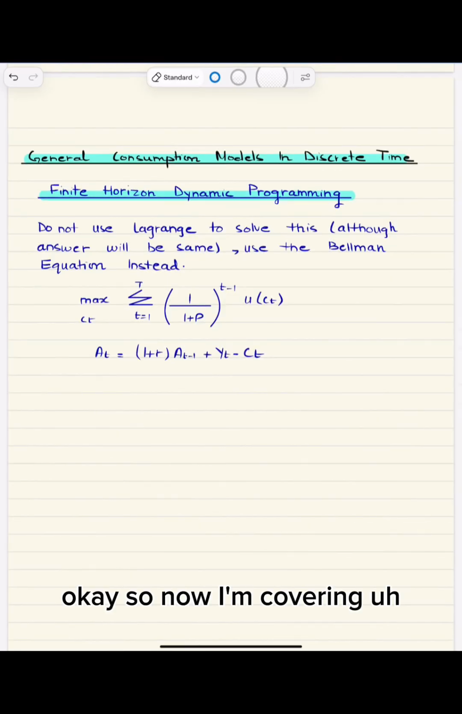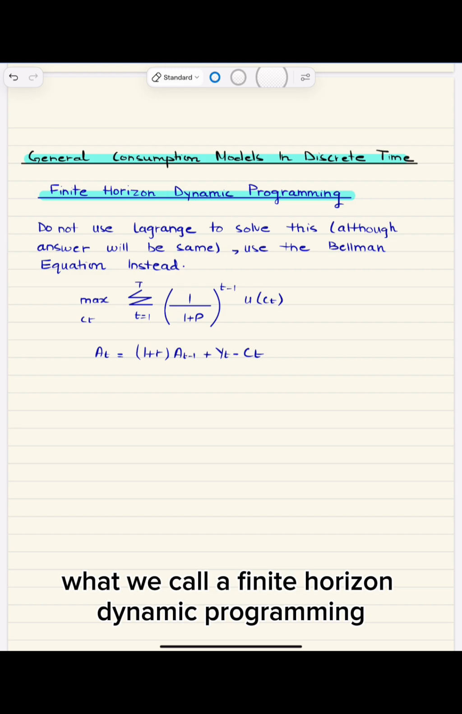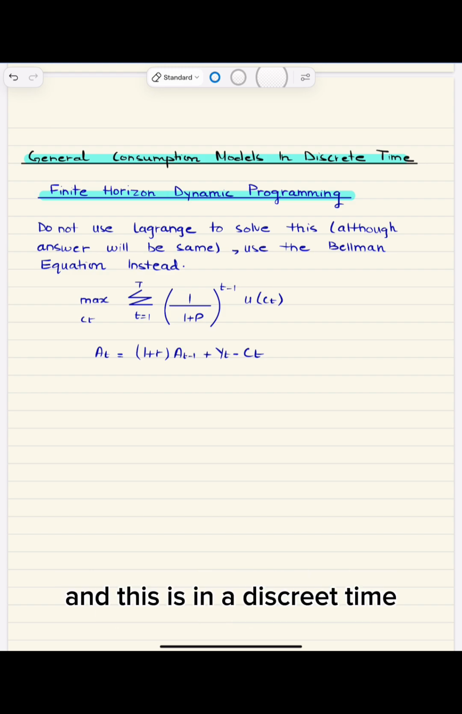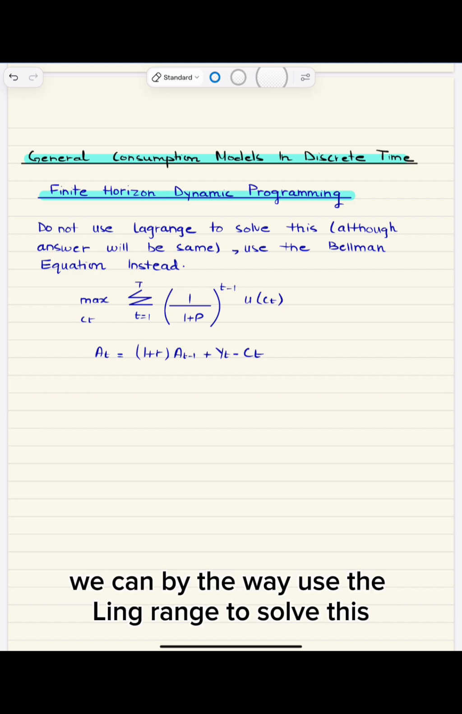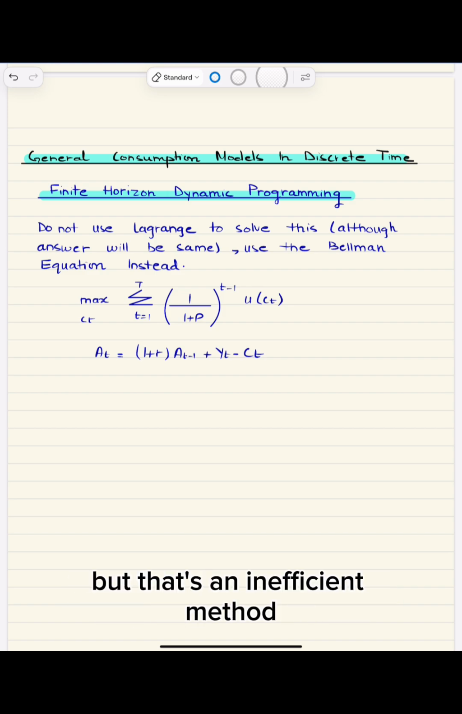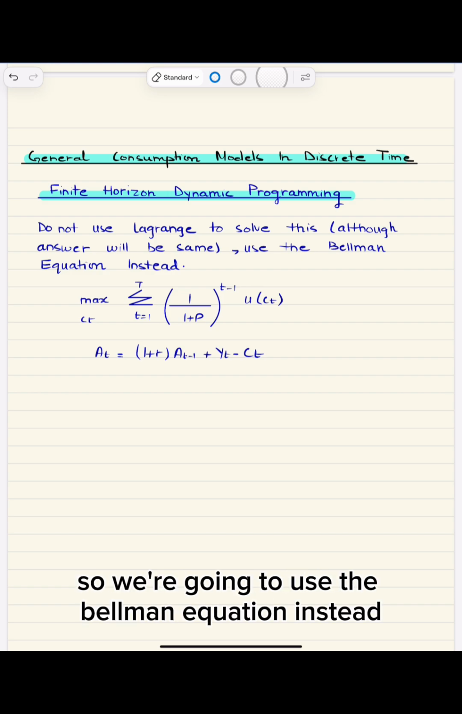Okay, so now I'm covering what we call finite horizon dynamic programming, and this is in discrete time. We can, by the way, use the Lagrangian to solve this, but that's an inefficient method. So we're going to use the Bellman equation instead.